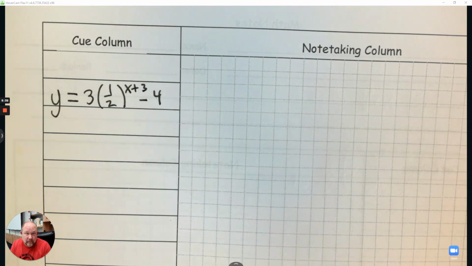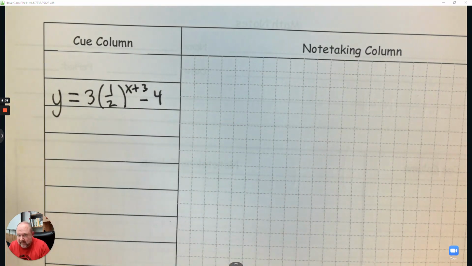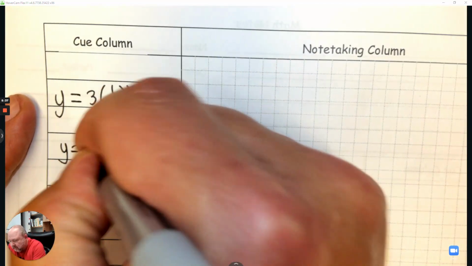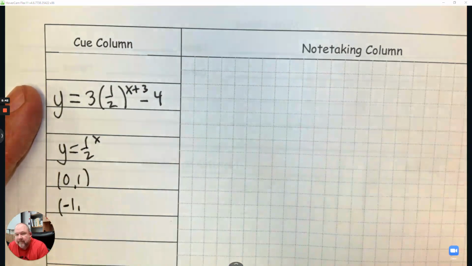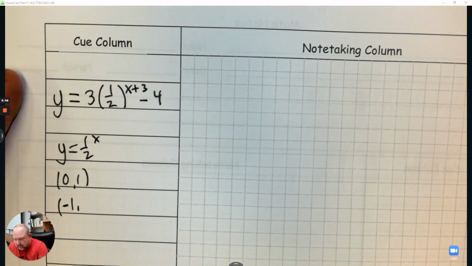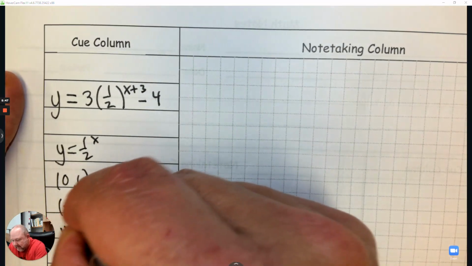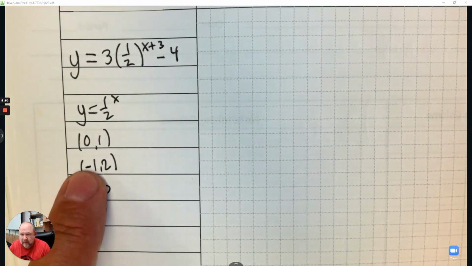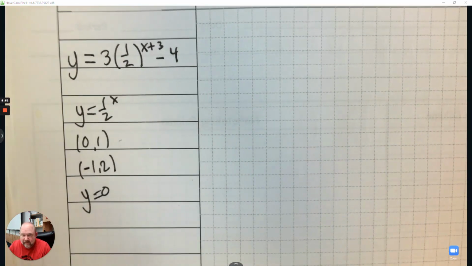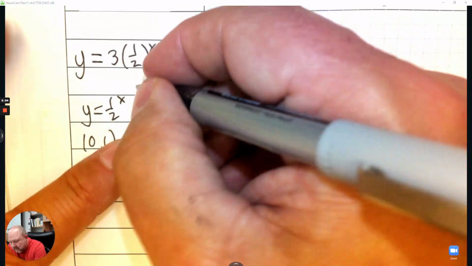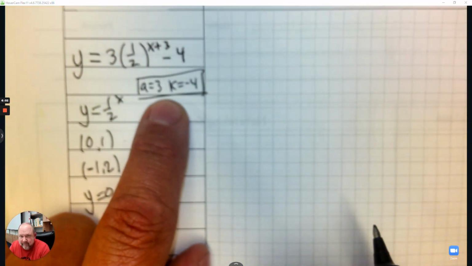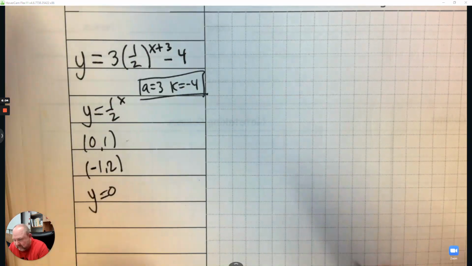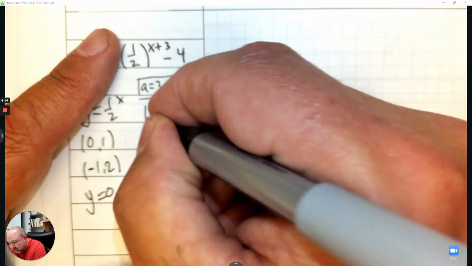So step one, press pause. Step one is to write down the basic exponential with no changes. That's just 1/2 to the x. And so 2 points there are (0, 1) and (-1, 2), doing the reciprocal. And then the asymptote, which is y equals 0. So remember, the -1 flips this to make it easier to change. Here I recognize a is equal to 3, and k is equal to -4. This is what changes the y coordinate. I also recognize h is -3, and that's what changes the x coordinate.